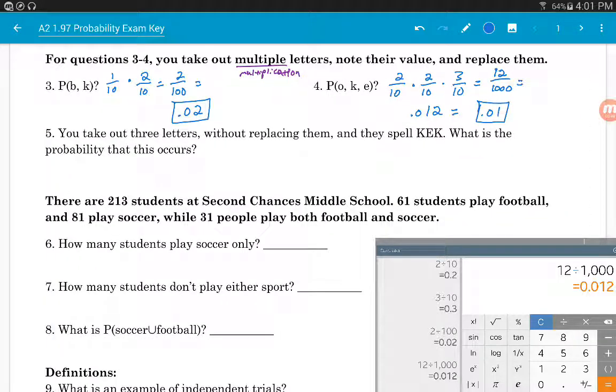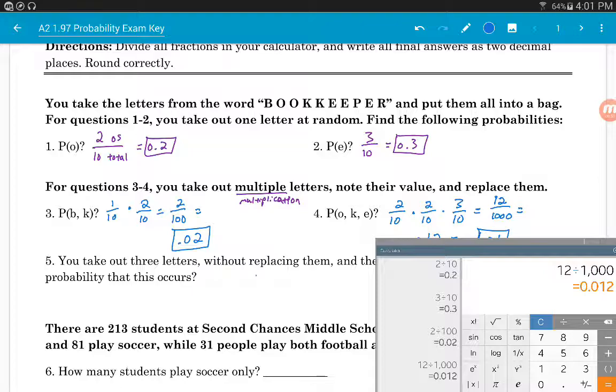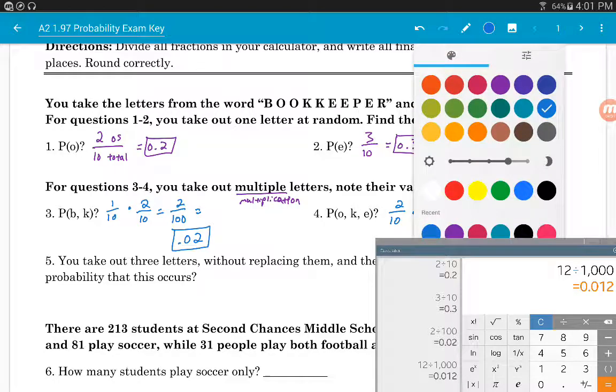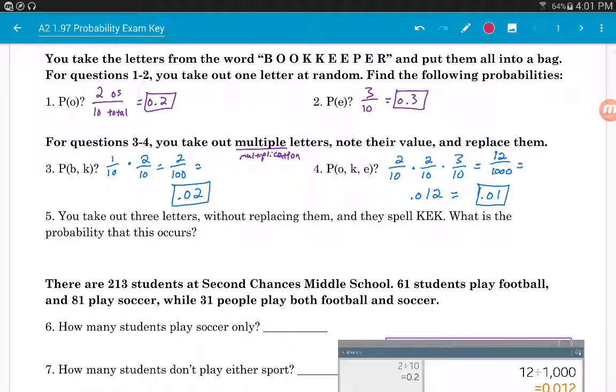Now you take out 3 letters without replacing them, and they spell K-E-K. What is the probability that this occurs? So we are not replacing them. Once I take the K out, the K is gone. So let's look at the letters. Alright, so I need a K, then an E, and then a K.